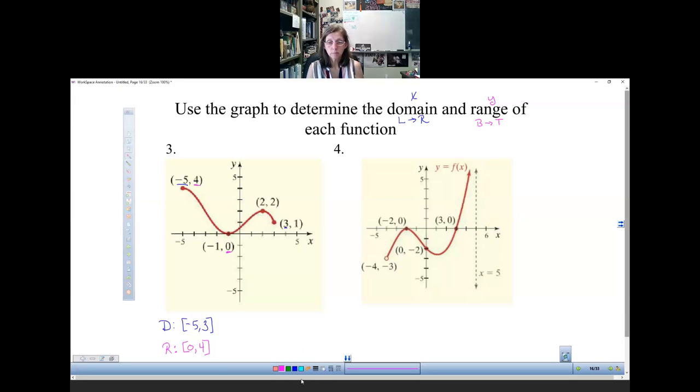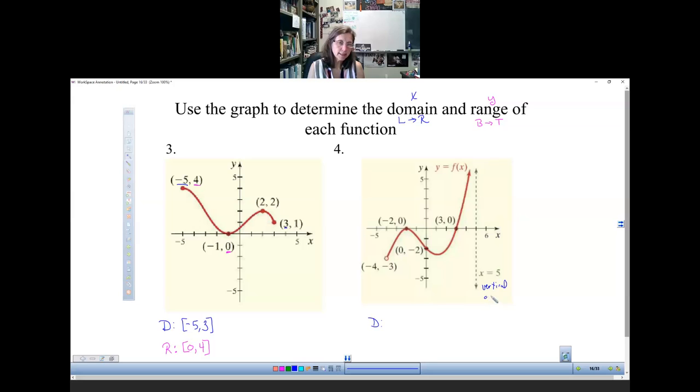Okay. So let's talk about the domain for this one. This one is a little bit different. And then again, I'm still going to start at the left and I'm going to move across my graph to the right. This little vertical line right here is actually called a vertical asymptote.